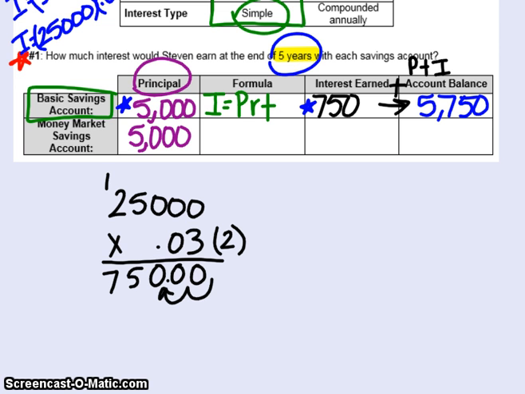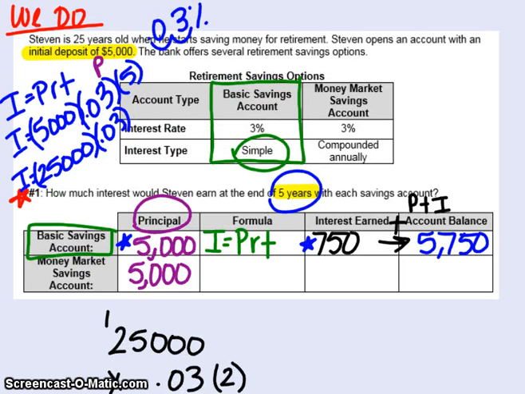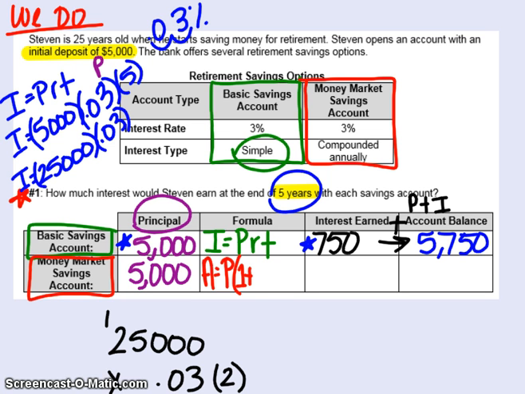Then let's look at the money market savings account, which is a little bit different. So if I want to look at the money market savings account, I look at my chart up here, and let's see what we have. So first I want to use my formula. If I use that half sheet that we filled out earlier, I know that my formula is A is equal to P, open parentheses, 1 plus R, close parentheses, and T as an exponent.